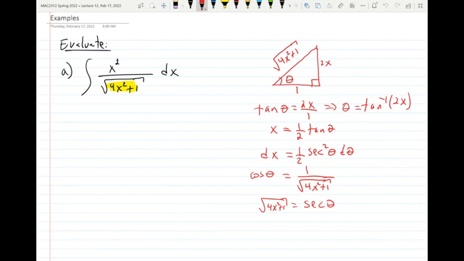Okay, so now we have a substitution for every single thing in the integral. We go to the integral and plug in. All right, so x is 1/2 tangent, so x squared is going to be 1/4 tangent squared. Yes? My radical is secant, and my dx is 1/2 secant squared d theta. Questions? What we have so far?